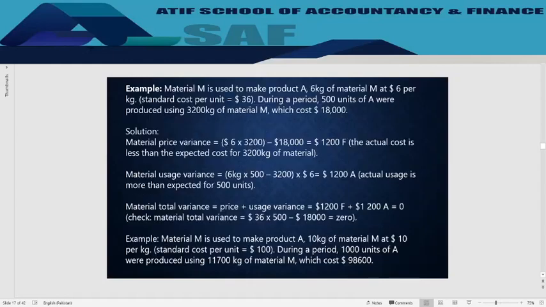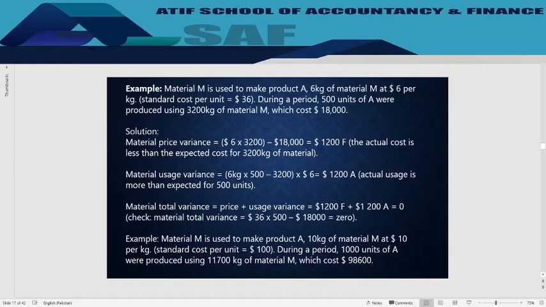Example: material M is used to make product A, 6 kg of material M at the rate of $6 per kg. The standard cost per unit would be $36. During a period, 500 units of A were produced using 3200 kg of material M, which cost $18,000. You have to calculate the material price variance and material usage variance.